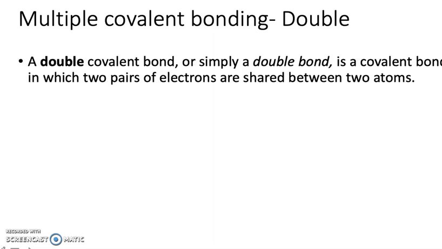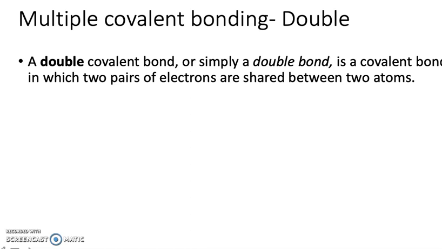Hey guys, I just wanted to go over the next portion of bonding. It's called double bonding or multiple covalent bonding. Now, a single bond is where you have two electrons, or a pair of electrons, shared between two nonmetal atoms. In this case, a double bond is just two single bonds put together.